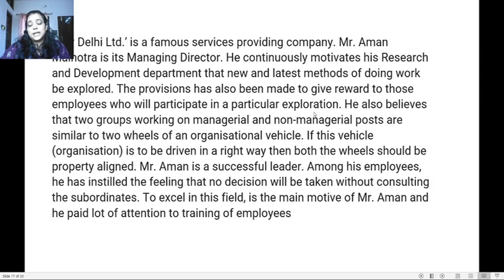If this wheel, that is the organization, is to be driven in the right way, then both, चाहे वो मैनेजरियल हो चाहे नॉन मैनेजरियल लोग हो, दोनों को साथ में काम करना पड़ेगा, राइट? Then both the wheels should be properly aligned. Aligned means दोनों को सेम प्लान को फॉलो करना पड़ेगा. Mr. Aman is a successful leader among his employees.